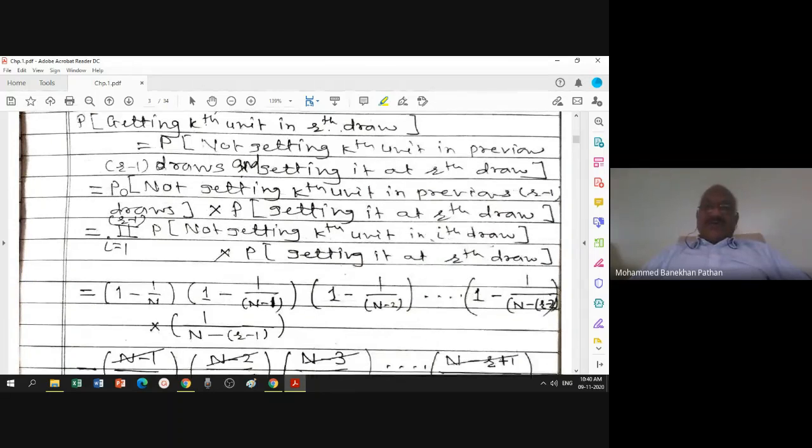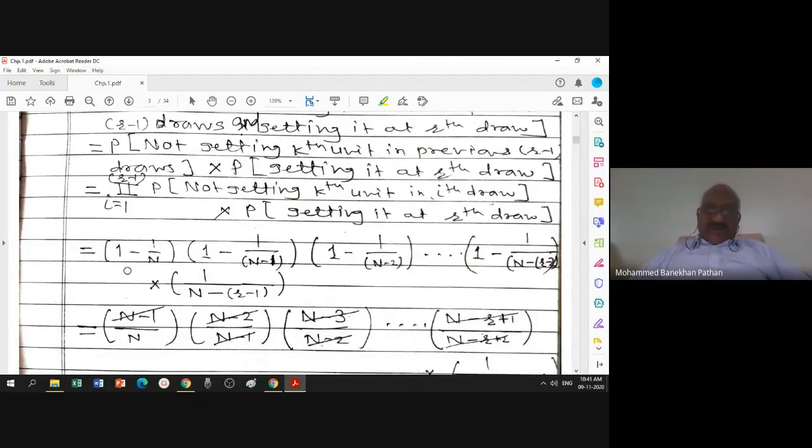This equals the probability of not selecting the kth unit in the previous r-1 draws. Whenever you write 'and', you write multiplication. So multiply the probability of getting it at the rth draw. So what is this? It is a product starting from 1 to r-1 of this probability, multiplied by the probability of getting it at the rth draw.